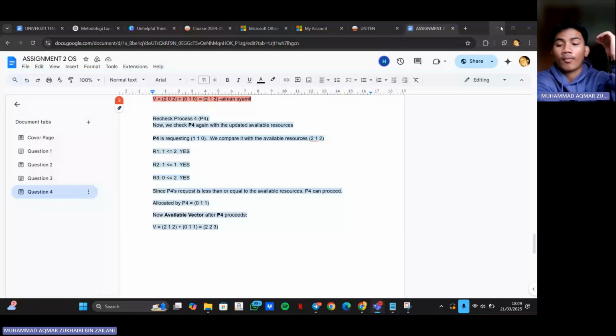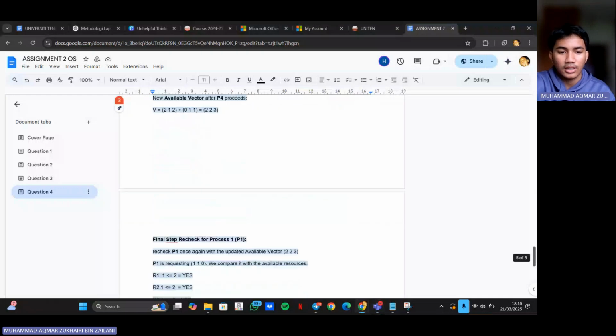The allocation of P4 is 011. So we add the allocation to the available vector: 212 plus 011, and we get the new available 223.